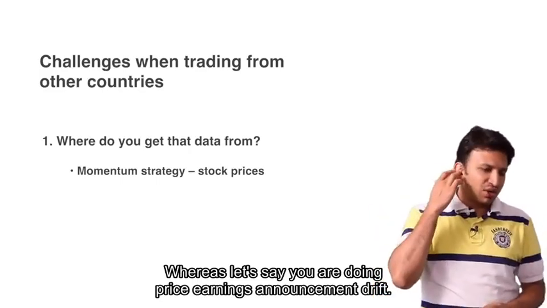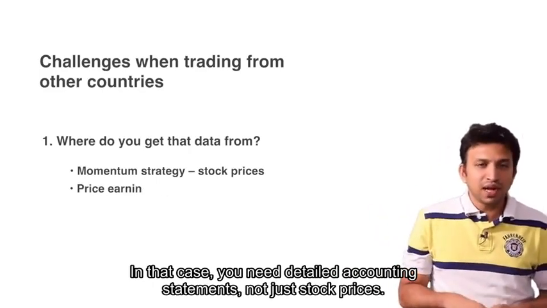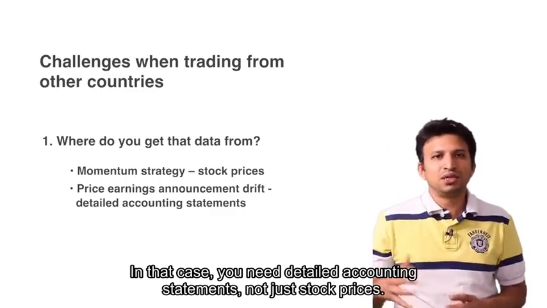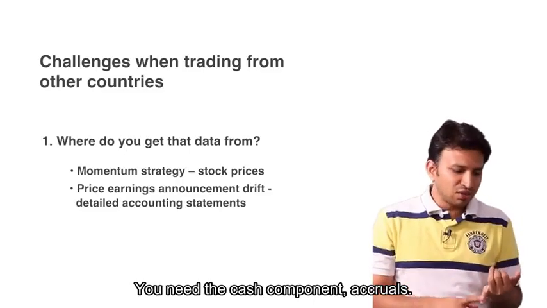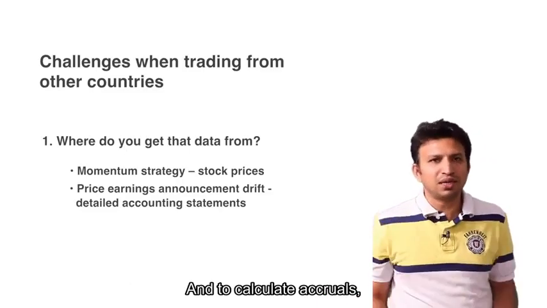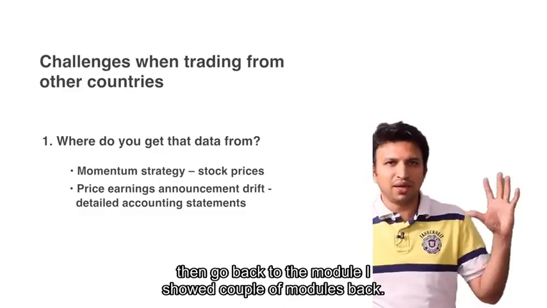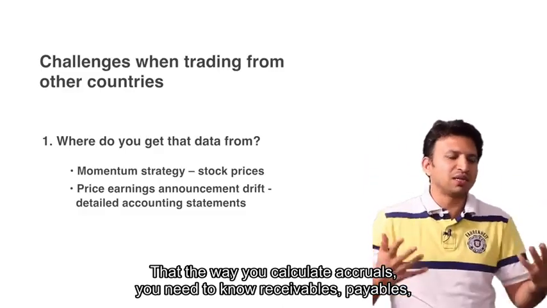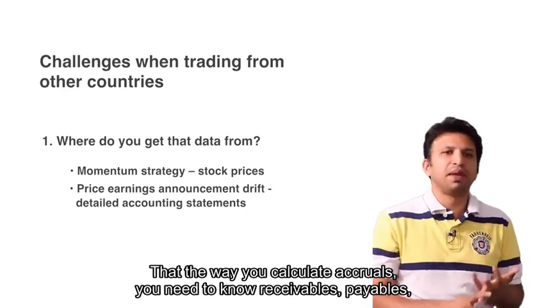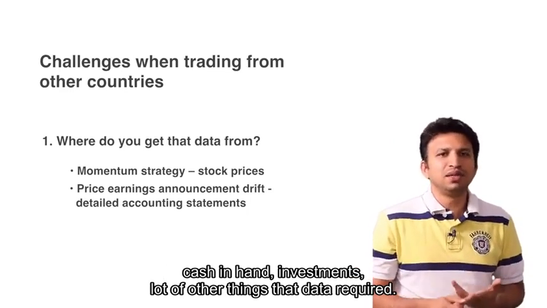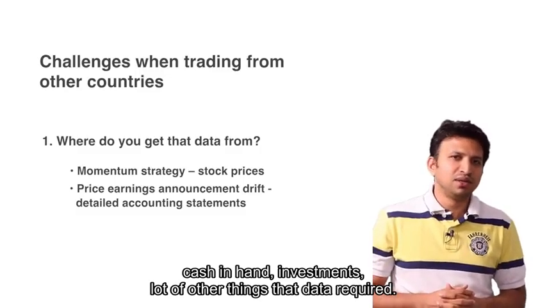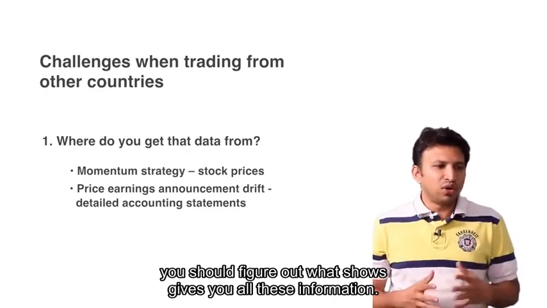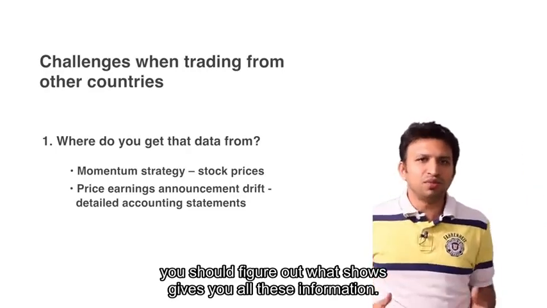Whereas let's say you are doing post earnings announcement drift. In that case, you need detailed accounting statements, not just stock prices. You need the cash component, accruals, and to calculate accruals, go back to the module I showed a couple of modules back. The way you calculate accruals, you need to know receivables, payables, cash in hand, investments, a lot of other things that are required. So you should figure out what source gives you all this information.